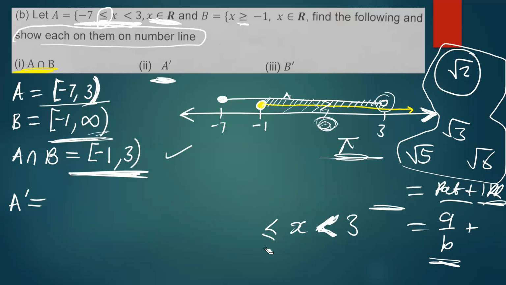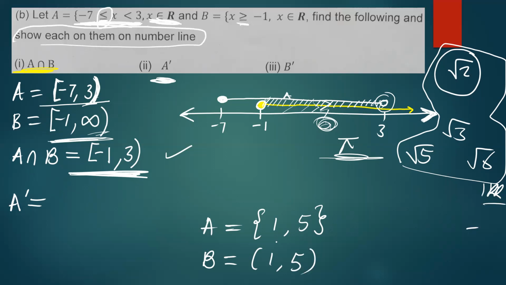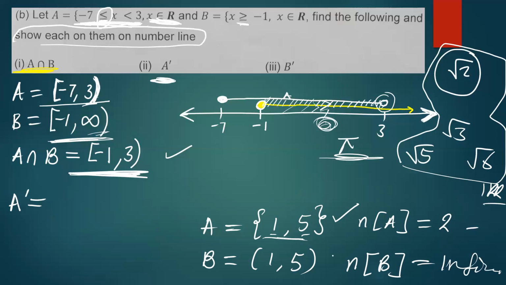Let me give two examples of sets, and I'm sure this will help you. Let's say set A is equal to, open brackets, 1, 5. And set B is equal to, open brackets, 1, comma, 5. In this set, the number of elements in set A is 2. There are only 2 elements in this set: there is 1 and there is 5. But the number of elements in set B is infinity. You can't count the number of elements in this set.